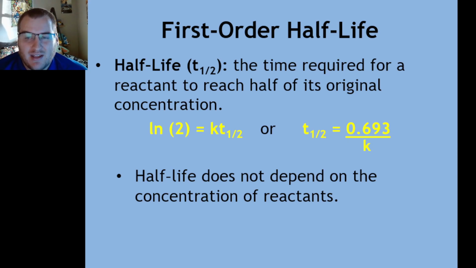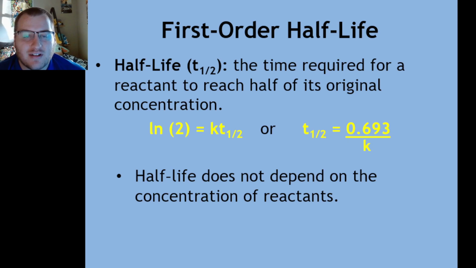This formula, I prefer the one on the right here, the time 1/2. That's the time of a half-life, equals just this number, 0.693. That number is just the natural log of 2, divided by k. K is the rate constant of the reaction. Half-life doesn't matter how much you start with. The time of a half-life is constant.